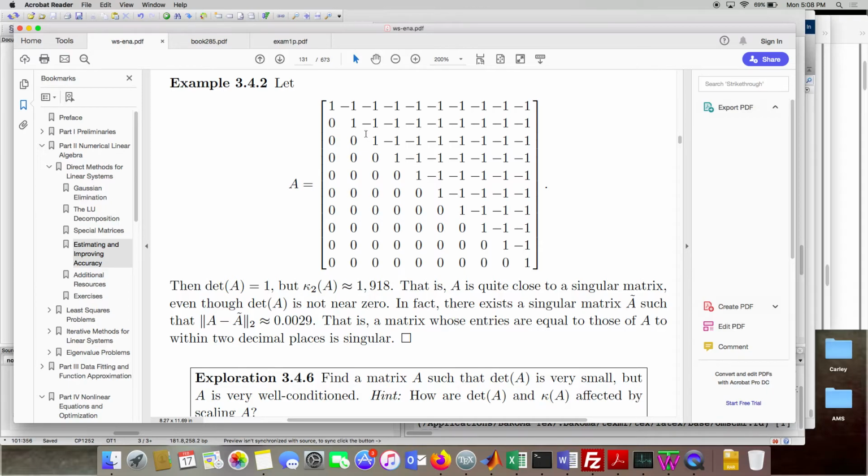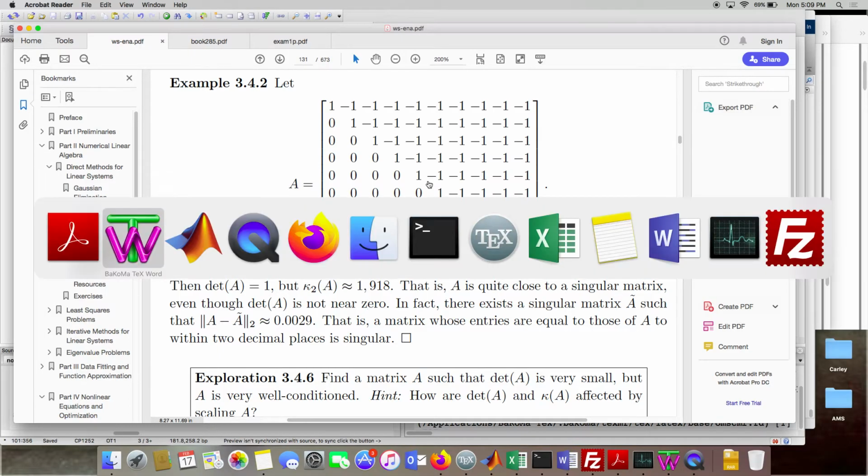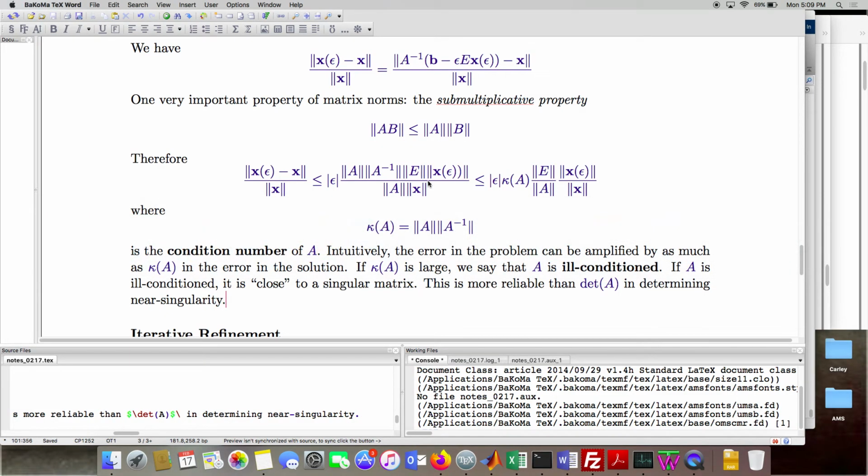The reason why the determinant is not a good measure is that it's not scale invariant. If I multiply all the entries of this matrix by 2, then it would scale the determinant by a factor of 2 to the 10. Whereas the condition number, if you scale the matrix, doesn't change at all, because scaling the system should not change how well or ill conditioned it is.